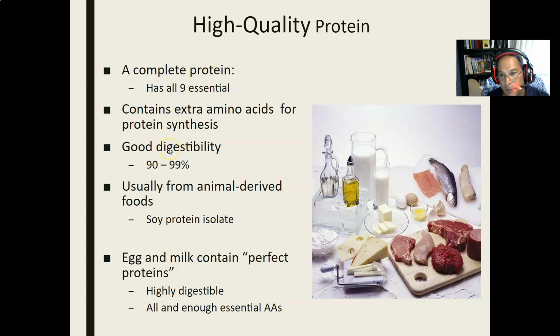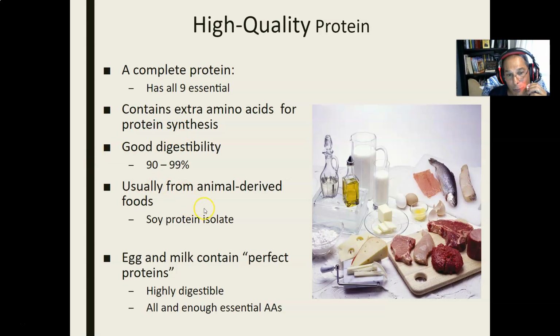The second question is digestibility. If you eat it, can you break it down? Animal generally is more digestible than plant. That's a fact. Plants have fiber and all sorts of other things going on. And so, anywhere from 90 to 99% digestible. Milk is pretty much completely digestible, milk protein. Egg protein is pretty much completely digestible. By the way, milk should be. That's what mammals give their offspring, right?